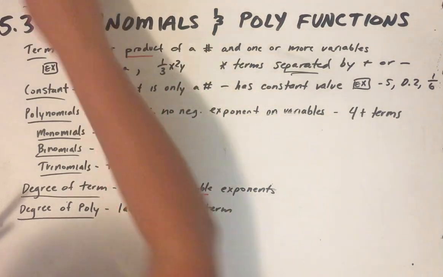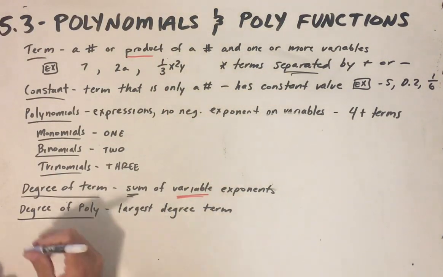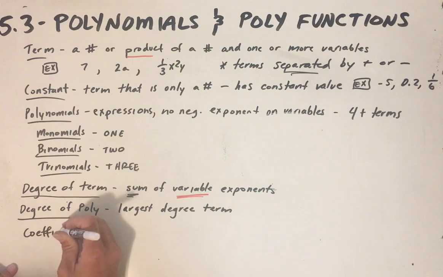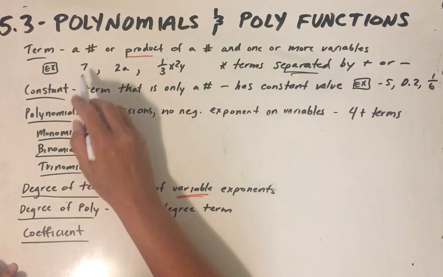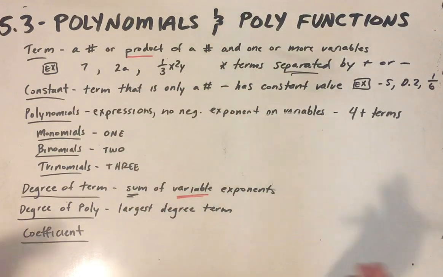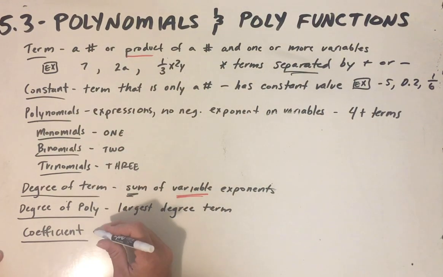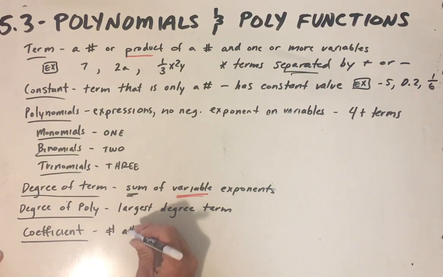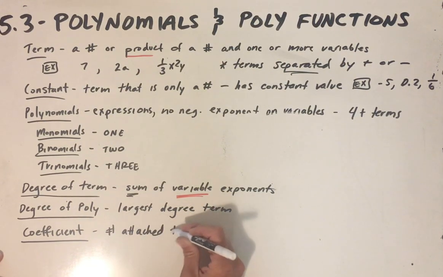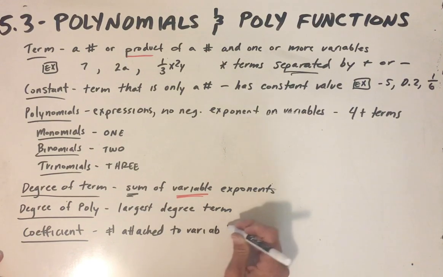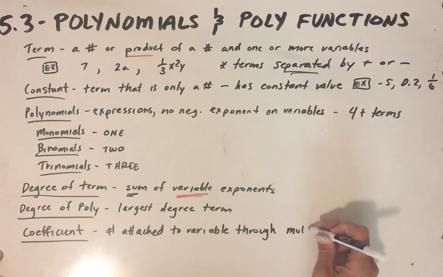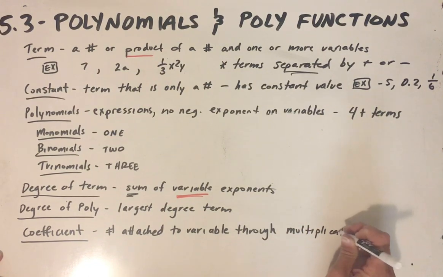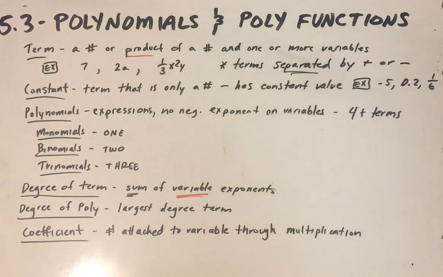One more word that we should know that I've used a whole bunch this semester is the word coefficient. Coefficient is just the number that's attached to the variable through multiplication. So it's kind of like a term, but it's the number that's in front of the variable. So again, it's the number attached to the variable through multiplication. Okay, so you might be asked to identify the coefficient or whatever the case is.